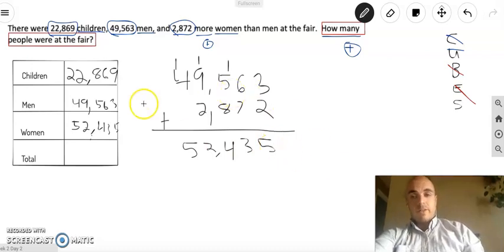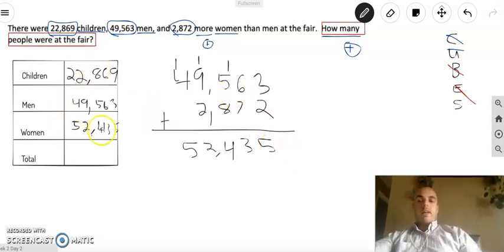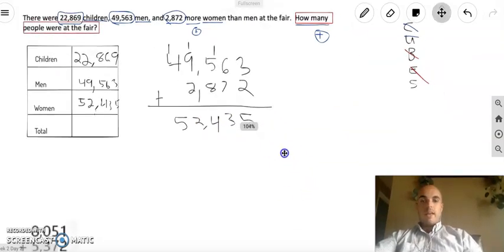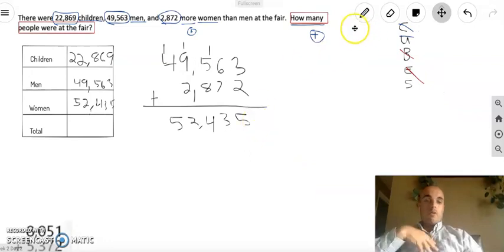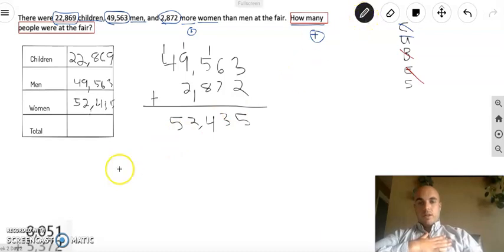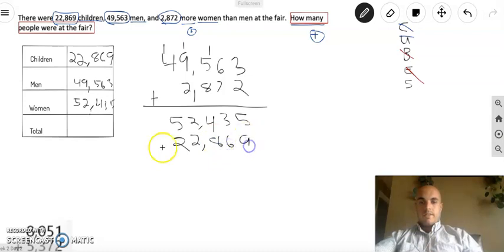I actually need to find the total. And to find the total, I need to add up all these numbers. But as usual, I don't add up more than 2 at a time. We're lucky in that we already have 52,435 here, so I don't need to add any more space to add. You can, of course, if you'd like to organize it this way, but I know for myself, I don't need to do that to stay organized when looking back. So I'm going to add first from the children here, 22,869.